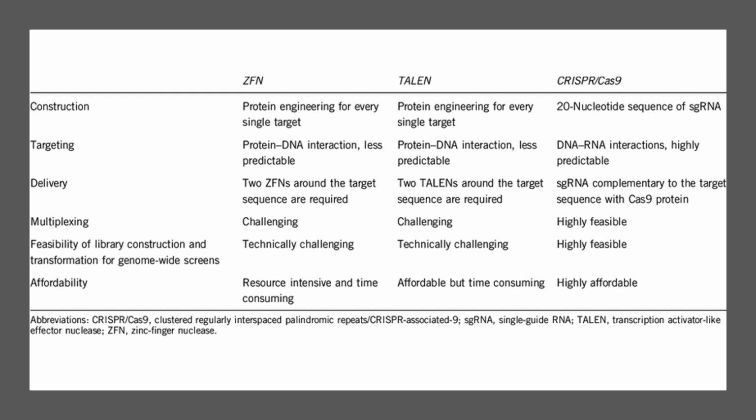match the target DNA. And then for multiplexing and feasibility of library construction and transforming for genome-wide screens, both TALEN and ZFN are pretty challenging to do, but CRISPR is highly feasible. As for affordability, ZFN and TALEN are resource intensive, time consuming, and expensive, but CRISPR is pretty affordable.